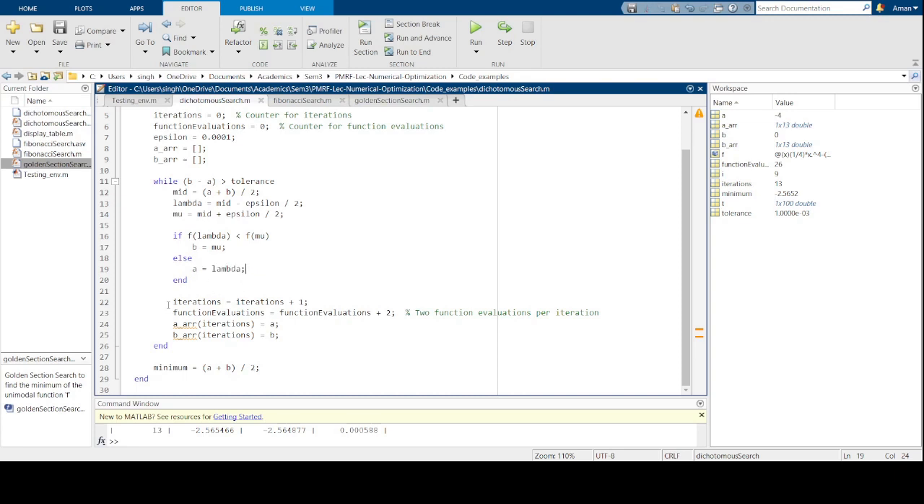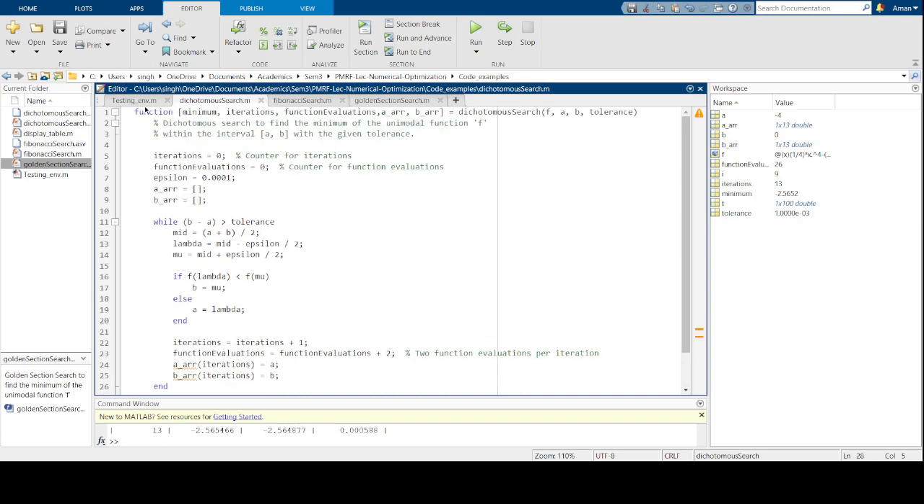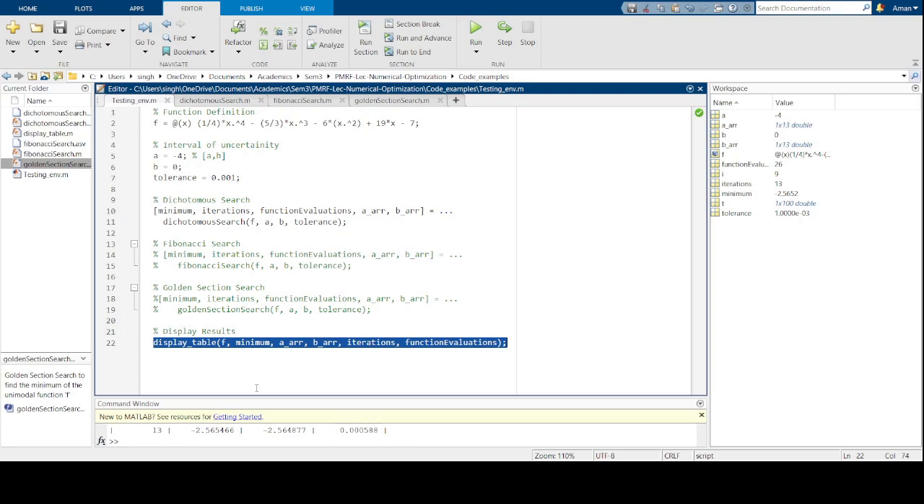And then we continue this iteration, we increment the iterations and function evaluation. Here notice that function evaluation is getting incremented by 2 because we have used two function evaluations in each iteration. And at the final, the final minimum is given as the midpoint of the interval of uncertainty, the final interval of uncertainty. Now let's see how does it work in testing environment.